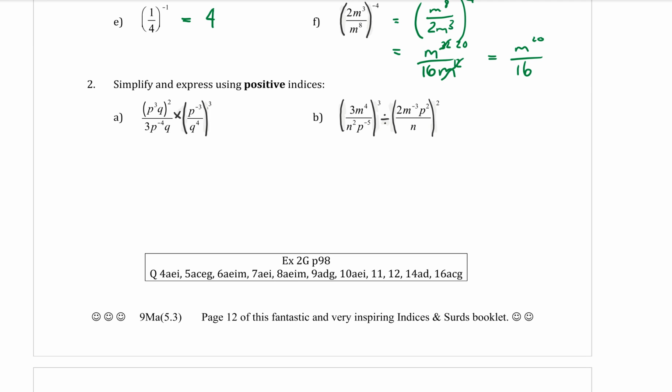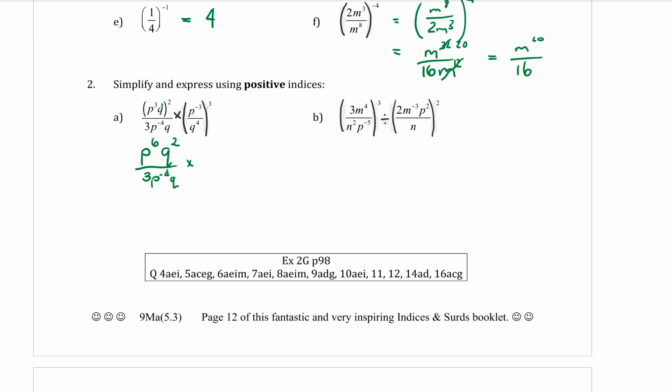So, 2a, the first thing I do, I see the brackets, I want to expand all my brackets out. So on the top of that first fraction, multiplying the powers, p to the power of 3, I want the 3 times the 2 will make 6. Then q is my next base. Remember that's a q to the power of 1. So 1 times 2 is 2. On the bottom, there's no brackets there, so I'm going to write that down. Not going to change anything.